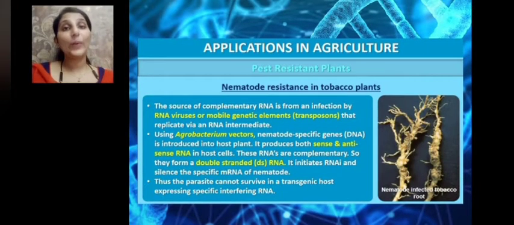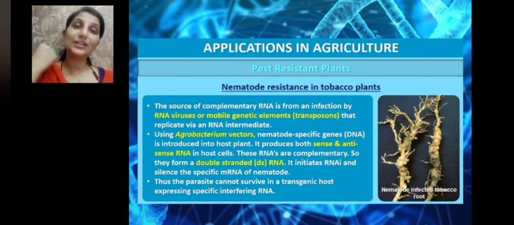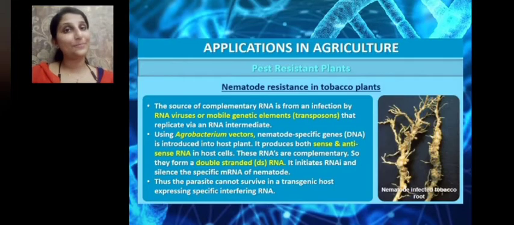Using a vector, a gene of interest is introduced into the host plant, that is the tobacco plant. And what is used as a vector? We have learned that the vector for plants is nothing but Agrobacterium tumefaciens. So Agrobacterium tumefaciens is able to insert a gene of interest. And what is this gene of interest? It is the nematode specific genes. The nematode specific genes, that is a DNA, is introduced into the host plant using Agrobacterium.